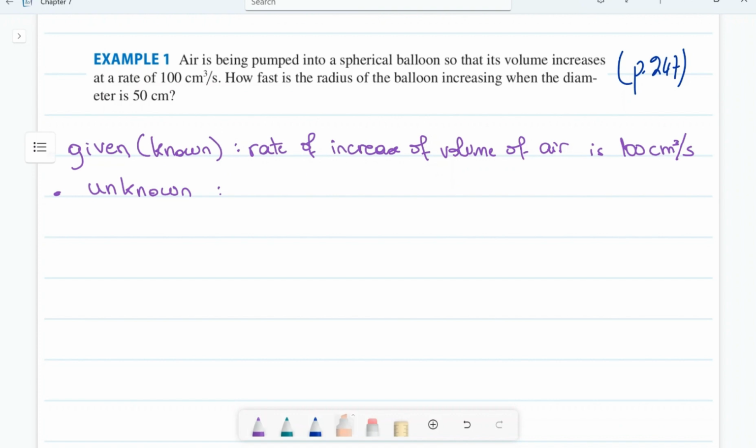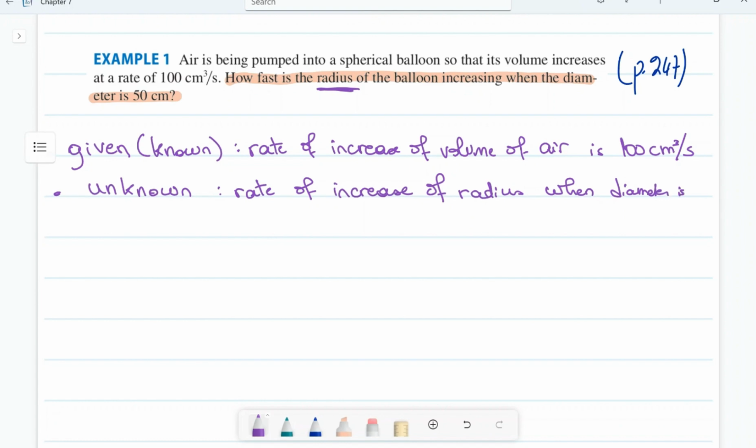Now, what is unknown is they're asking how fast is the radius of the balloon increasing when the diameter is 50 centimeters. So we are looking for the rate of increase of the radius when the diameter is 50 centimeters.